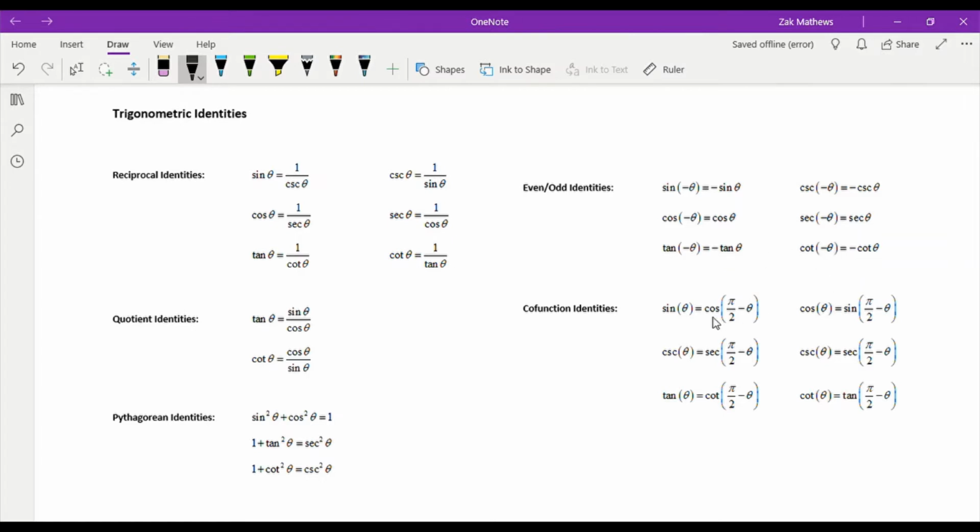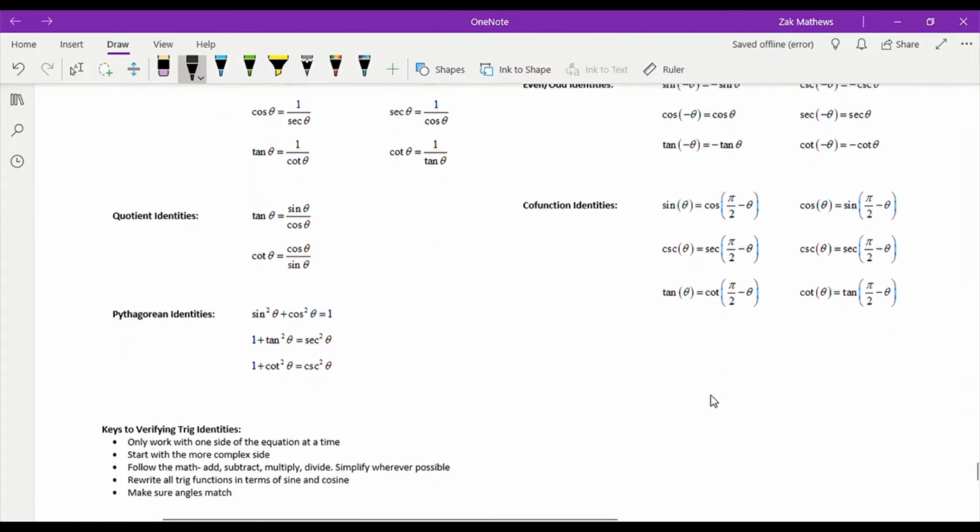Then the cofunction identities. Remember, we can use 90 degrees or pi over 2, it does not matter. We can go between sine and cosine, they are cofunctions, by taking our angle and subtracting it from pi over 2 or 90 degrees. Cosecant and secant are cofunctions, and tangent and cotangent are cofunctions. So we'll use these basic identities along with just our basic mathematical abilities too, to simplify more complex trigonometric expressions.